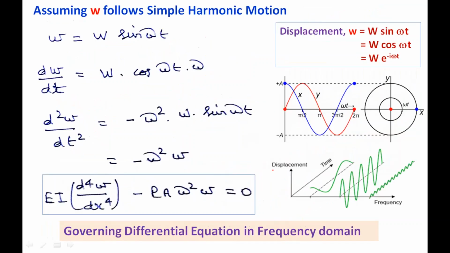Let us see. We have to assume that the transverse deflection w follows simple harmonic motion. So if you assume the transverse deflection follows simple harmonic motion, then we can use any one of these equations: W sin omega t, or W cos omega t, or W multiplied by e to the power minus i omega t.